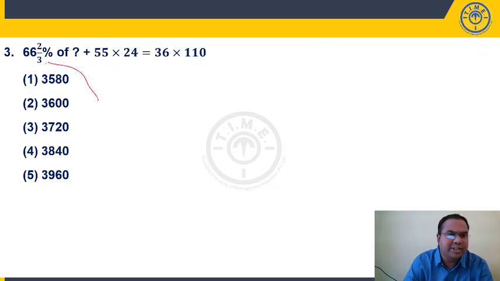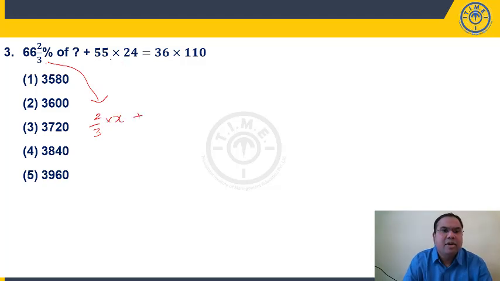Now look at this: 66 2 by 3 percentage. It is 2 by 3 into x plus 55 into 24. 55 into 24 is how much?